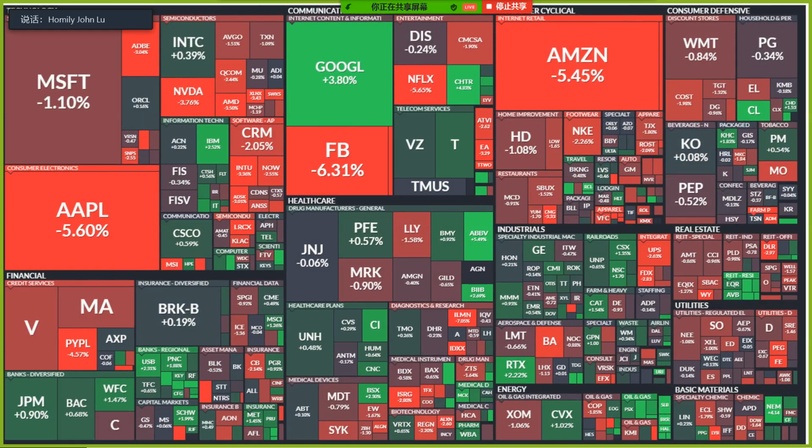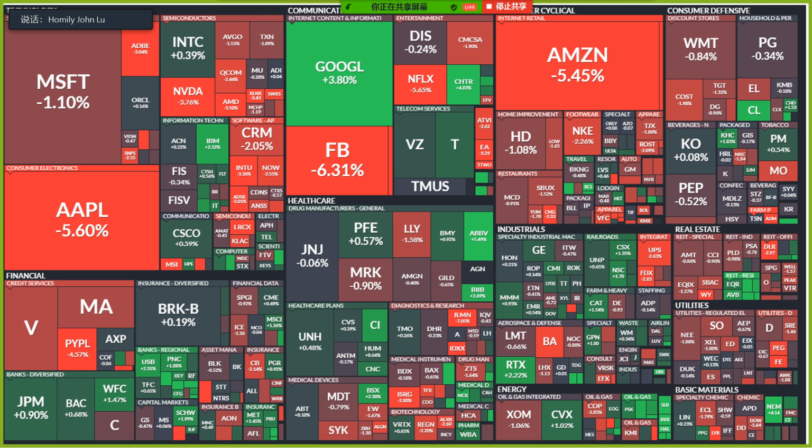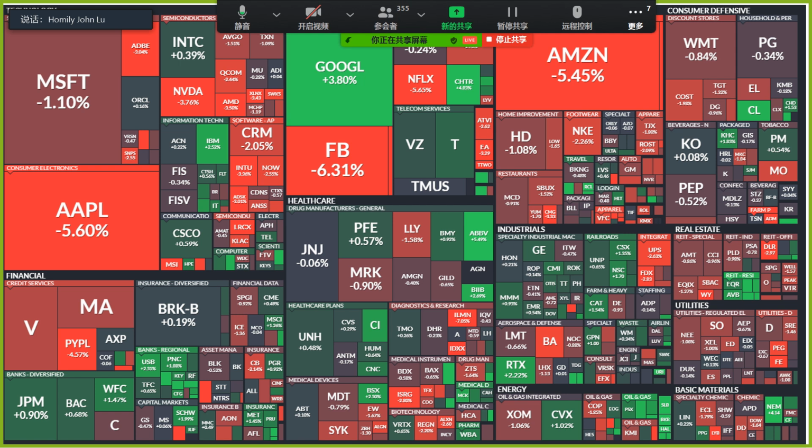Okay, we check some individual shares' performance. Apple dropped around 5% and Amazon dropped around 5.4%. Facebook dropped around 6%. Of all the big tech companies, only Google rose, around 3.8%. I remember in my daily video, I already shared with you that Google's chart is the strongest of all the big tech companies, because the candlestick stays above the yellow rainbow. The chart is very bullish according to technical analysis.